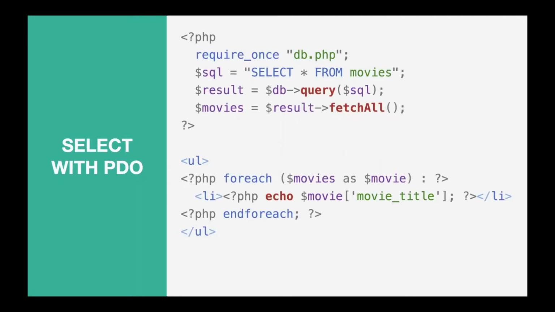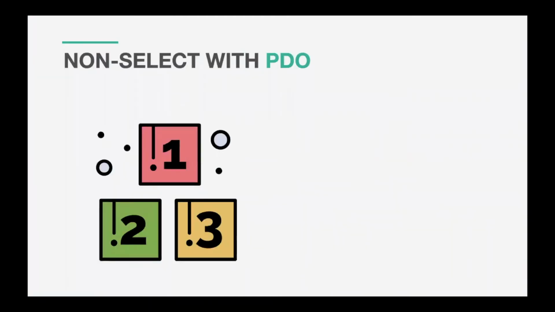All right, so we're going to look at one more thing, and then we're going to take a look at this in an example that I have. So that was how we can use PDO for select statements, so retrieving data. But for non-select statements with PDO, we need to use a different method. There is an exec method that we will use to execute non-select statements.